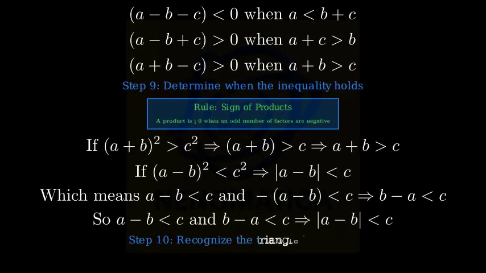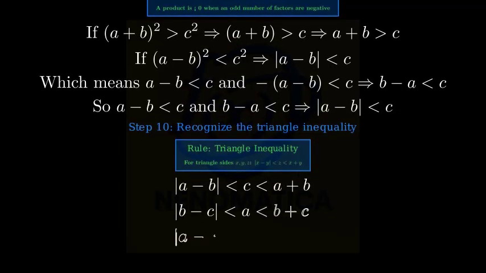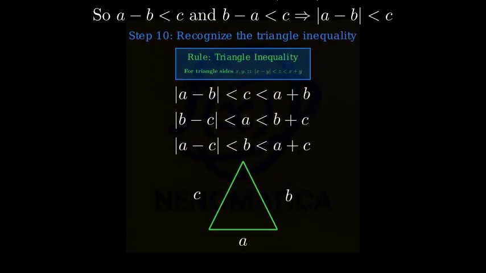For 3 values to form the sides of a triangle, the sum of any 2 sides must be greater than the third side, and the difference of any 2 sides must be less than the third side.